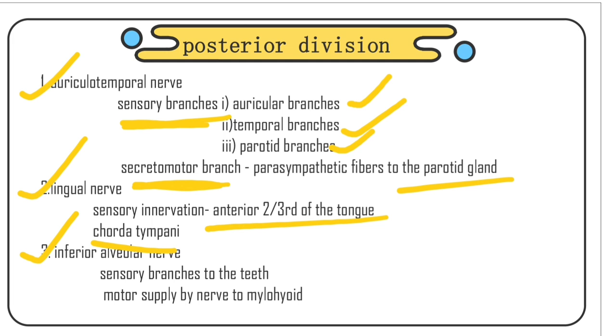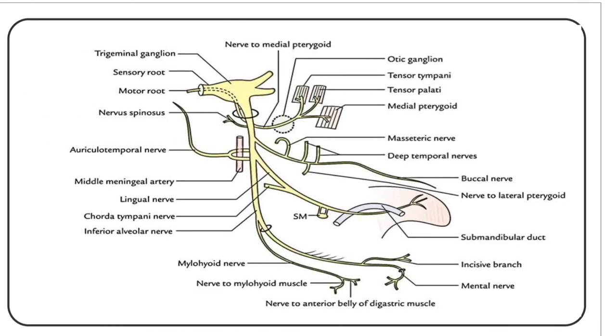Coming to the inferior alveolar nerve, this is the largest branch in the posterior division. It supplies the sensory innervation for the teeth and gives motor supply through the nerve to mylohyoid. This nerve supplies two muscles: the mylohyoid muscle and the anterior belly of the digastric muscle. Here you can see this is the inferior alveolar nerve.